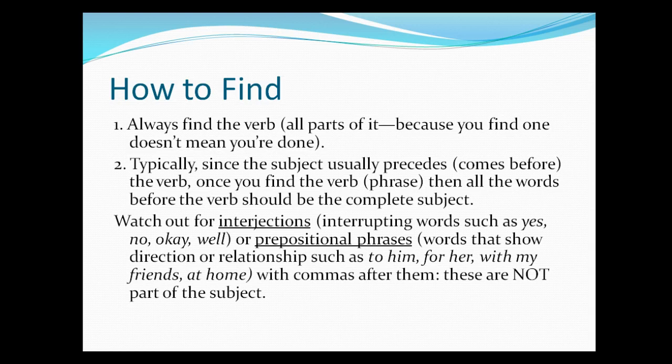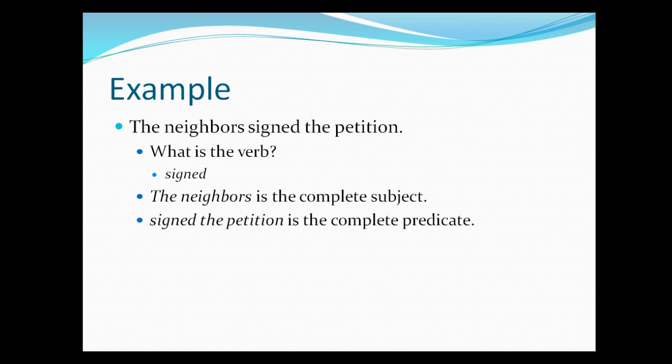These are interrupting words such as yes, no, okay, well, or prepositional phrases, words that show direction or relationship such as to him, for her, with my friends, at home, with commas after them. These are not going to be considered part of the subject, either the complete or the simple. Again, if they start the sentence followed by a comma, they are not a part of the subject or the verb for our purposes. Our first example.